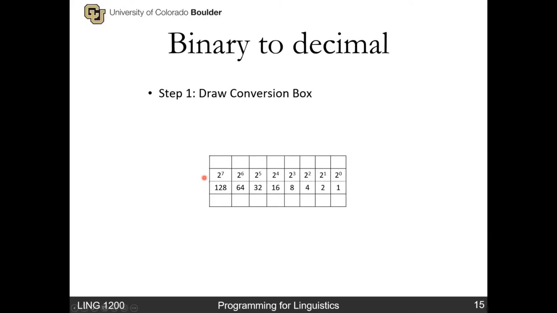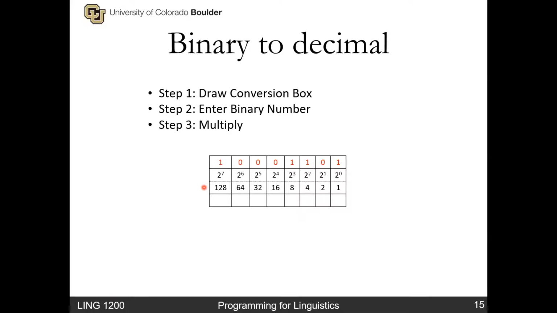So we have our places and what each one is worth, starting from 2 to the 0 all the way up, in this case, to 2 to the 7th. So there's 8 places. And underneath, I've represented the value of the second row in simple decimal so that we can remember and do the math easily. So that's the first step. You just draw a conversion box like this. Then enter the binary number that you want to convert to decimal in the top row. So here we have 10001101.